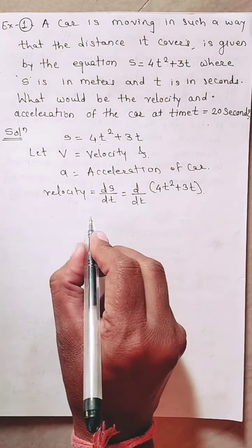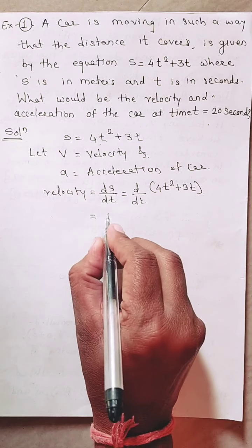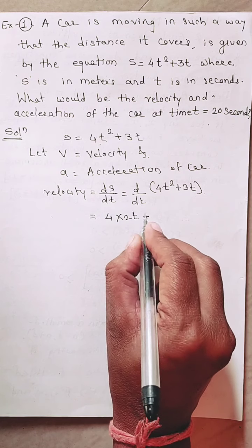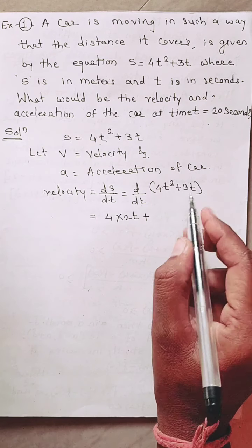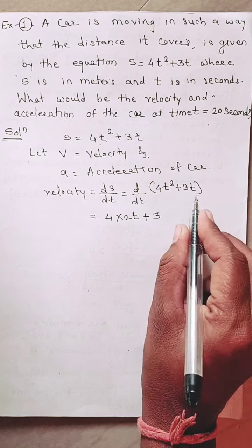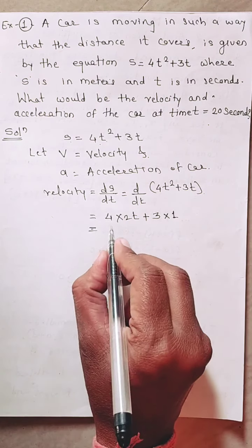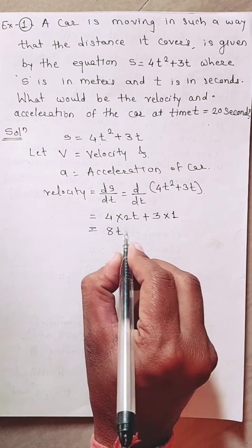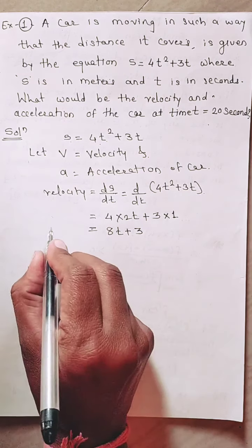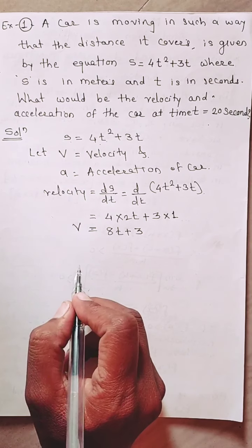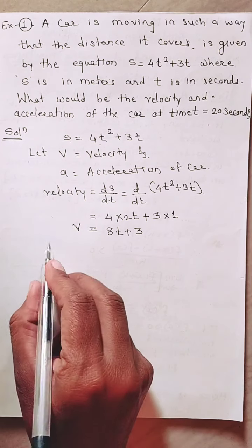Differentiating this equation, we get 4 as it is, derivative of t² is 2t, plus derivative of 3t is 3 into derivative of t, which is 1. This is equal to 4 into 2, 8t, plus 3. This is the equation of velocity. Now we have to find the equation of acceleration.